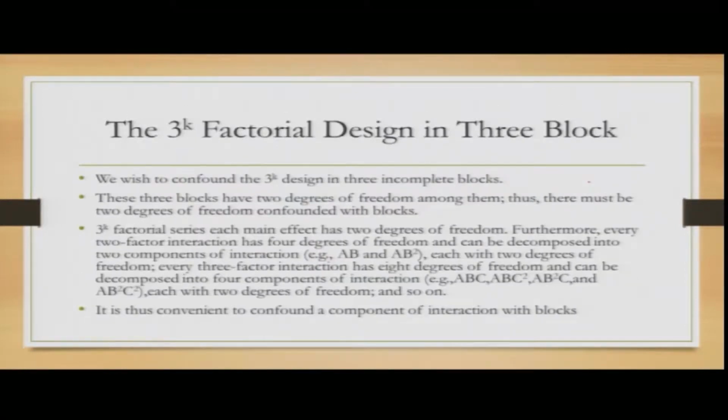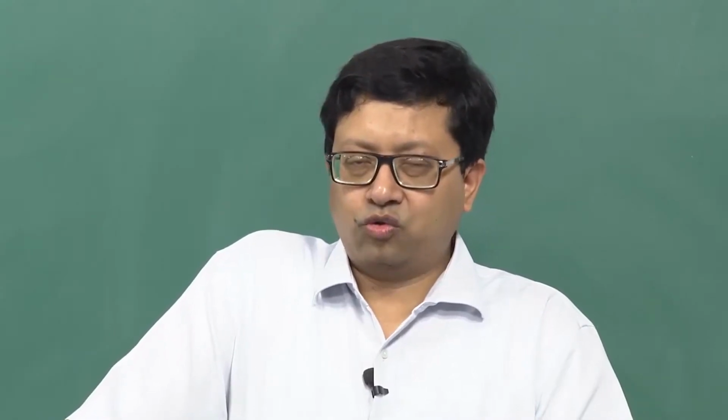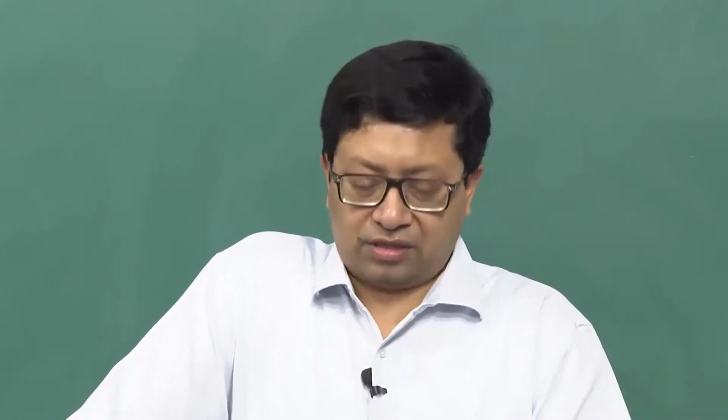The 3 to the power k factorial design in 3 blocks. We wish to confound the 3 to the power k design in 3 incomplete blocks: block 1, block 2, block 3, but done in such a way that p is less than k. These 3 blocks have 2 degrees of freedom among themselves. Thus, they may be 2 degrees of freedom confounded with the blocks, because there are 3. So, obviously, the overall effect would have 2 degrees of freedom.